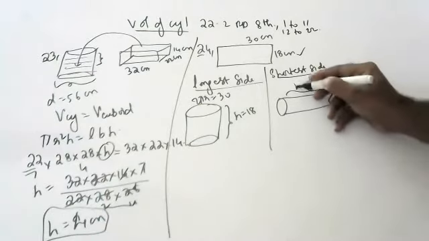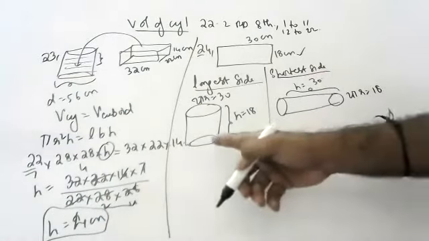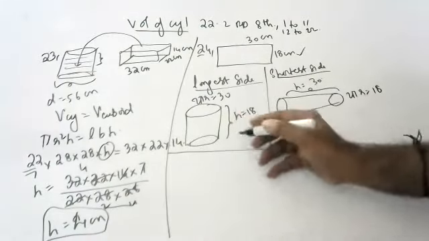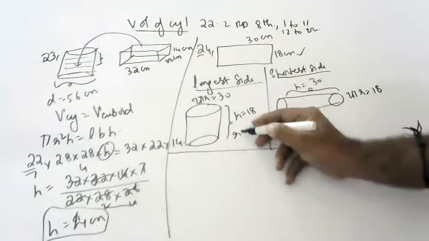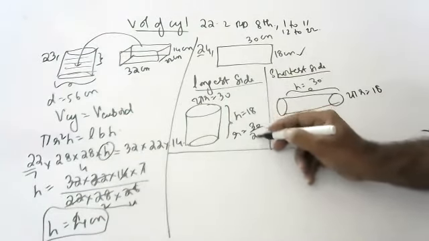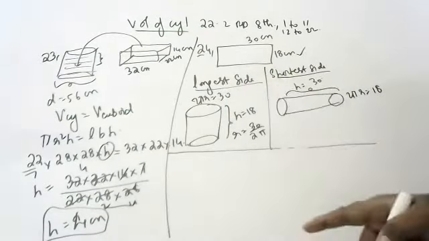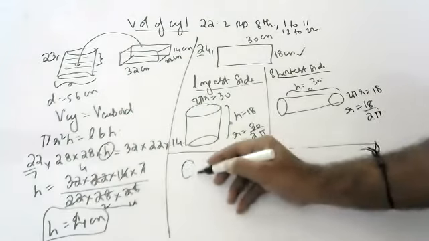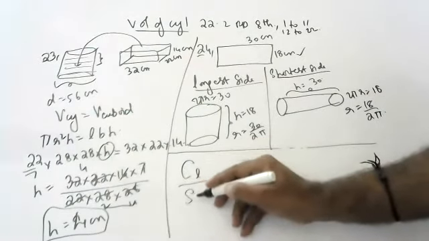Height is 30. Now, what is the ratio of CSA in this case and this case that it is asking? First CSA, how much is the radius here? Radius is 30 by 2 pi. Here, how much is the radius? 18 by 2 pi. Now tell me the CSA in the longer case and the CSA in the shorter case.